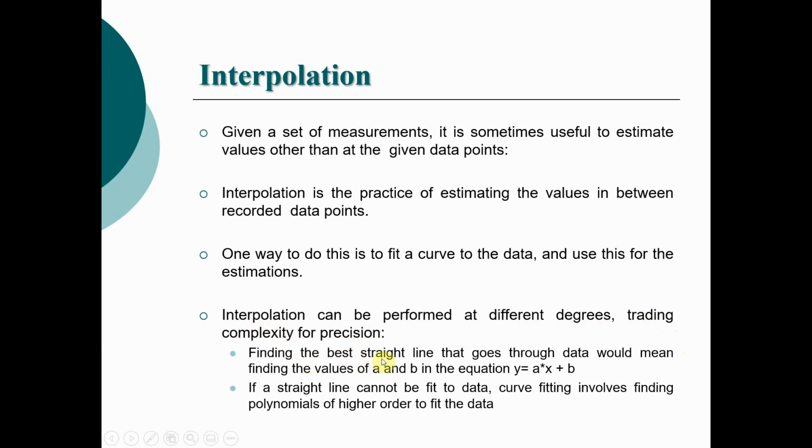Finding the best straight line that goes through the data would mean finding the values of A and B. So you can approximate the behavior of your data points using a linear function, or you can make this function more complex, by adding more terms, like making it quadratic, or increasing the order of this polynomial, right? This is a very simple function. This is an example of curve fitting.